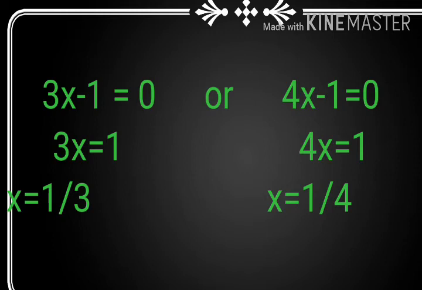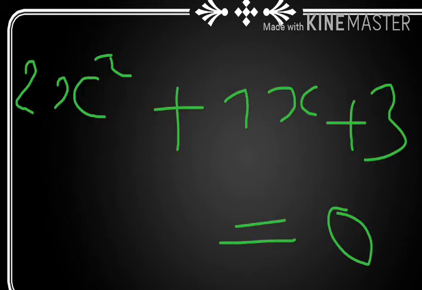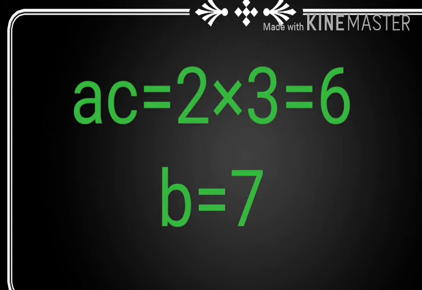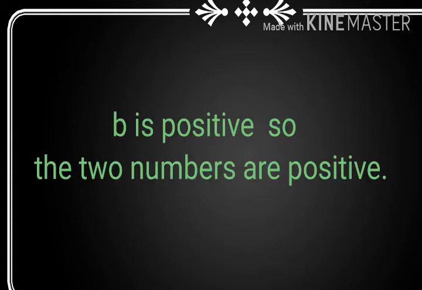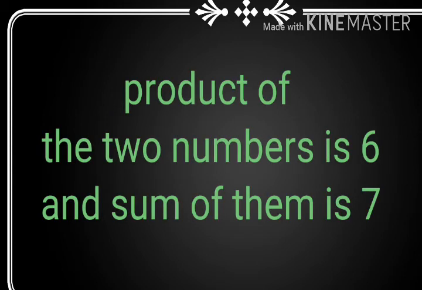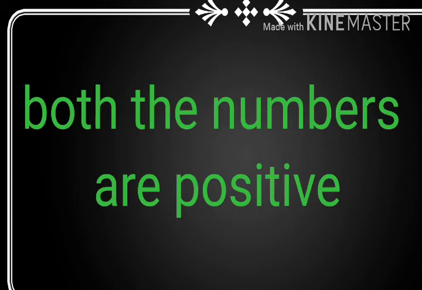Then the next example, that is 2x² plus 7x plus 3. So here first we should find AC, that is 2 into 3, 6. It is positive, means magnitude of B is the sum of the two numbers. Then the sign of B is the sign of the two numbers. So here the product of the two numbers is 6, the sum is 7. Then the sign of the two numbers will be positive.